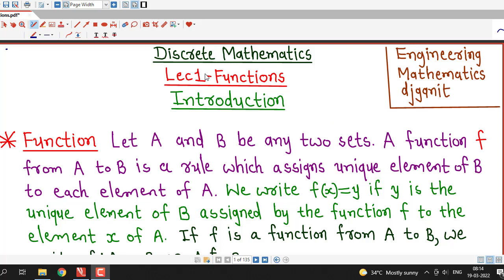From this lecture onwards, we are going to discuss functions. This is one important topic in discrete mathematics. So we will define what a function is and we will discuss some concepts or definitions related to functions. We are already familiar with the concept of function from our school classes.